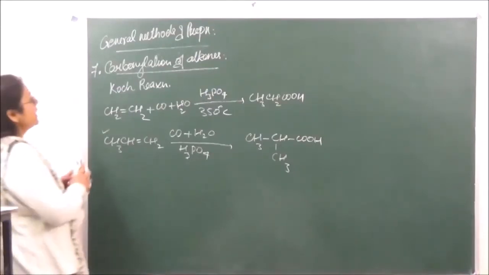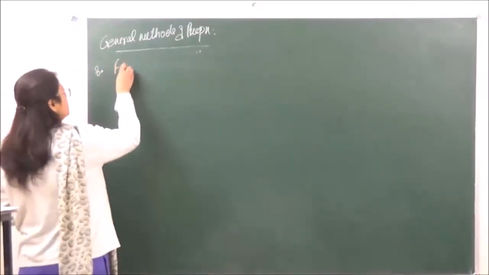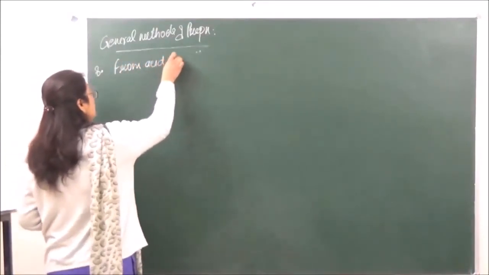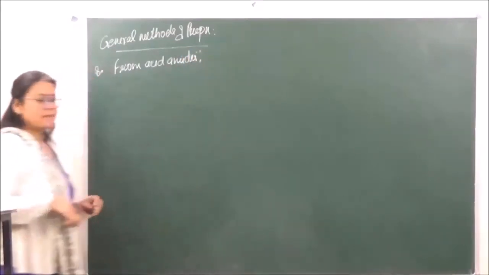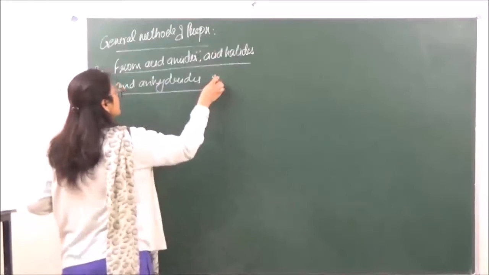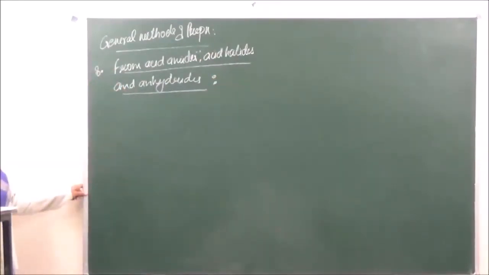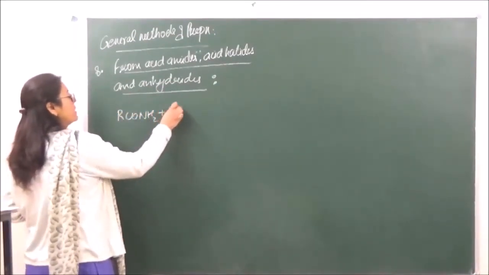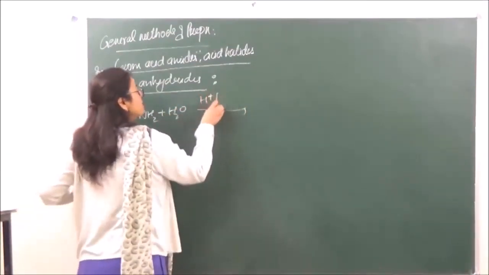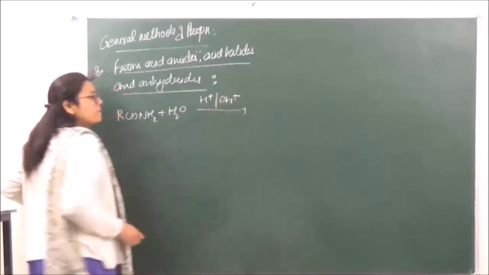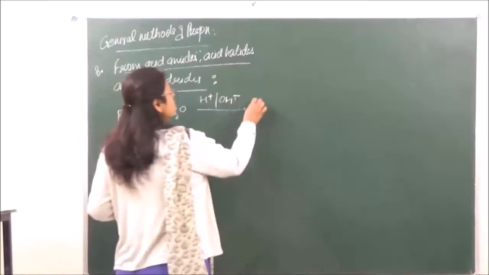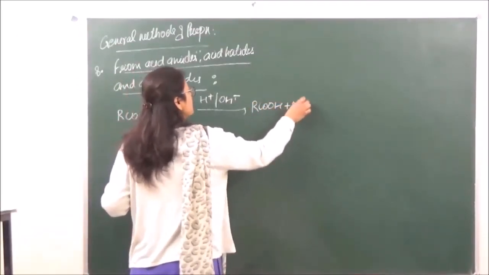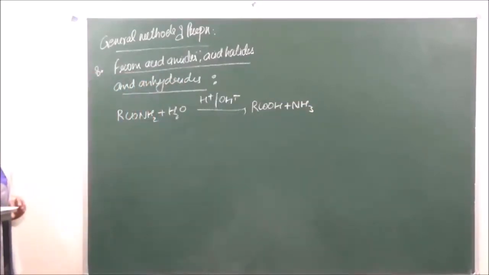Then let's go on to the 8th method of preparation. The 8th method of preparation is from amides, acid chlorides, anhydrides. Okay? Now over here, when we are going to produce acids from all of these, hydrolysis is going to take place. So we are going to do the hydrolysis. For example, if we are taking amides over here, the hydrolysis may take place in the presence of an acid or it may take place in the presence of a base to give us the respective acid, which is RCOOH, plus ammonia.